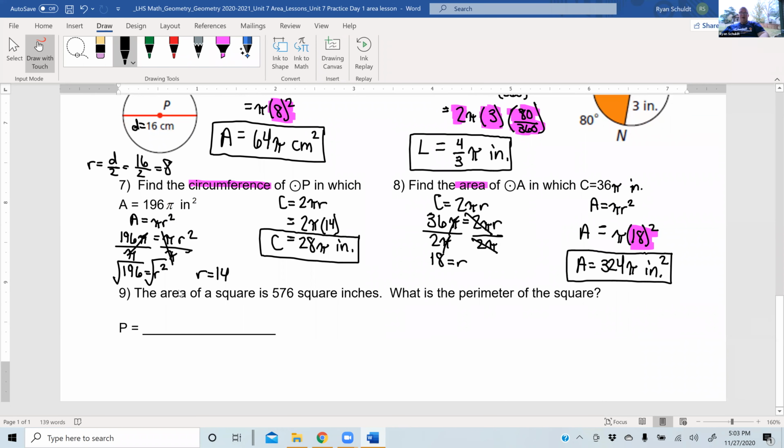And last but not least, we have a square. We want to find the area of a square. Or no, take that back. We don't want to find it. They give it to us. The area of a square is 576 square inches. So area is 576 inches squared. What's the perimeter of the square? Well, what's our formula? Area is side squared. So 576 is equal to s squared.